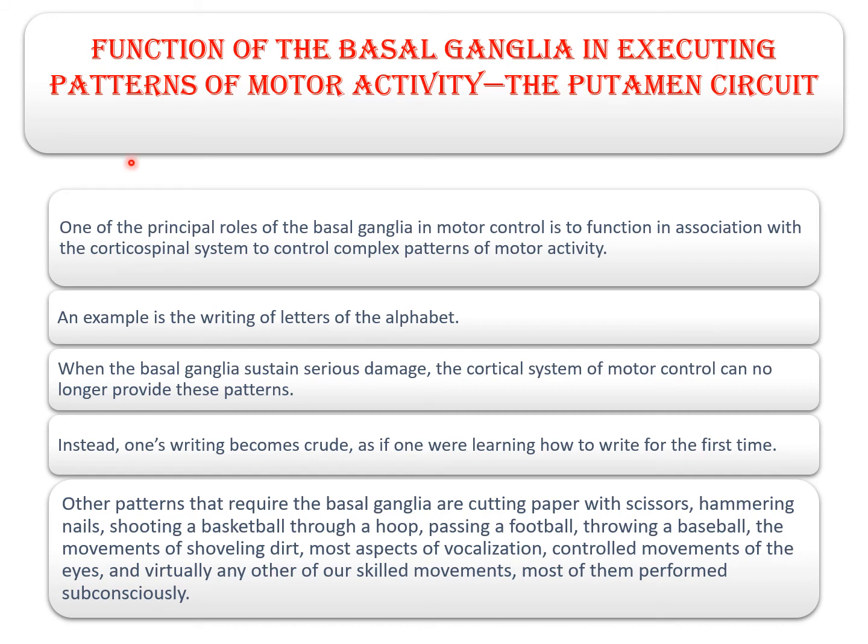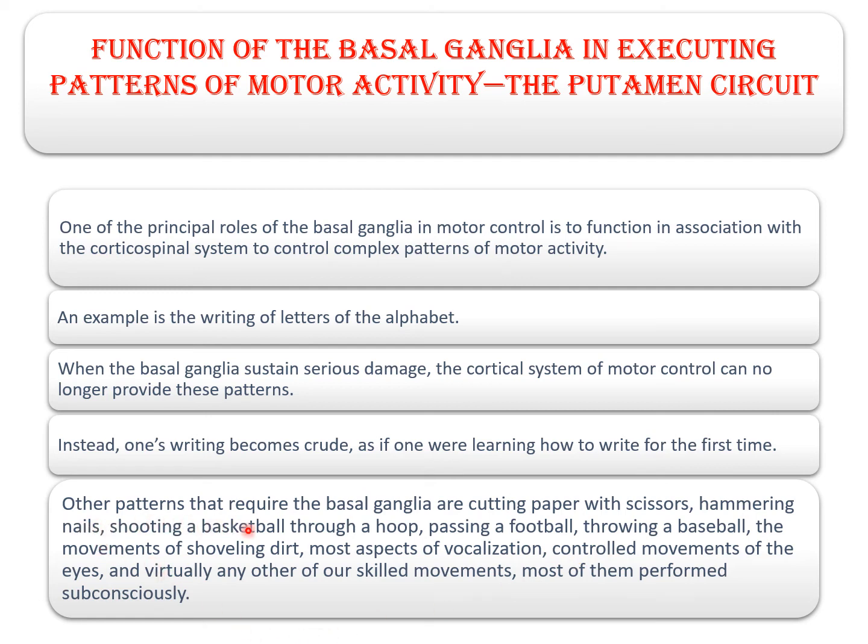So functions of the basal ganglia in executing patterns of motor activity, that is the putamen circuits. One of the principal roles of the basal ganglia in motor control is to function in association with the corticospinal system to control complex patterns of motor activity. An example is the writing of the letters of the alphabet. When the basal ganglia sustain serious damage, the cortical system of motor control can no longer provide these patterns. Instead, one's writing becomes crude, as if one were learning how to write for the first time.